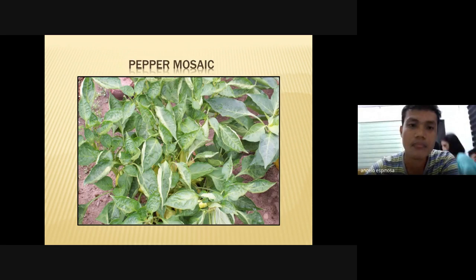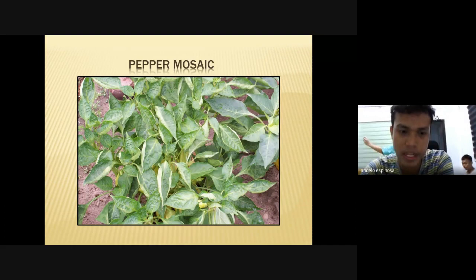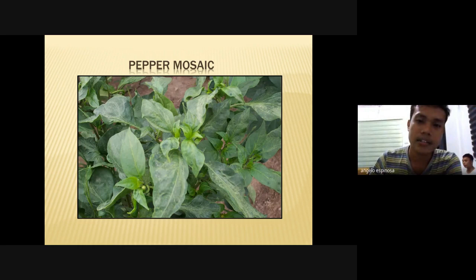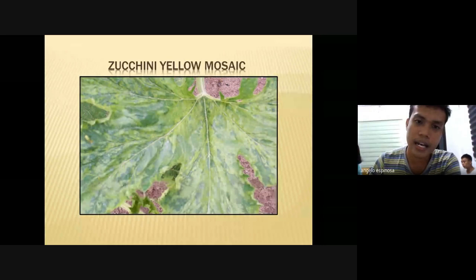So this is a sample of pepper mosaic. As you can see, amorphous shapes appear, and as time passes, curling of the leaf also develops. Sample of pepper mosaic. There are whitish patches. And then we have this zucchini yellow mosaic in papaya.